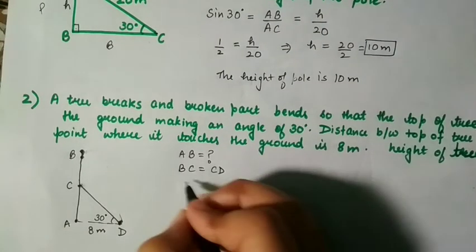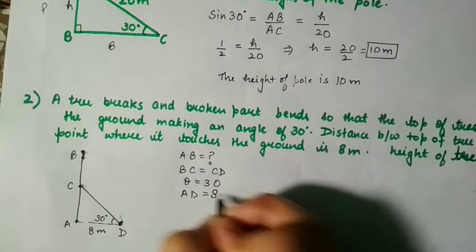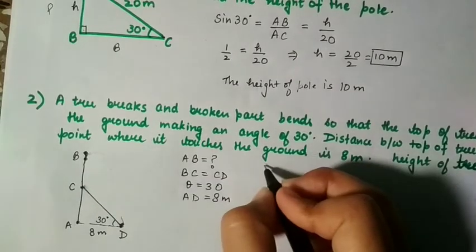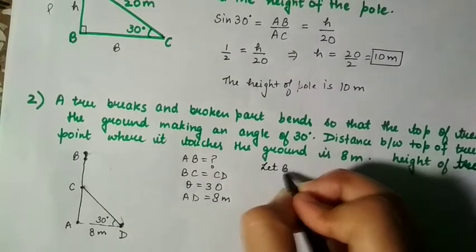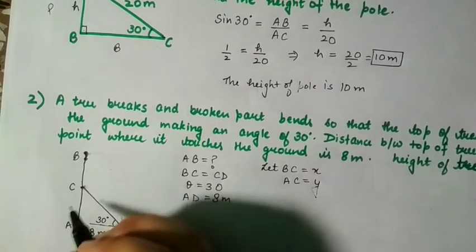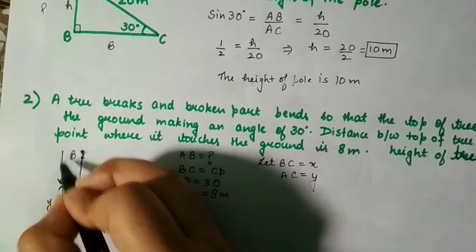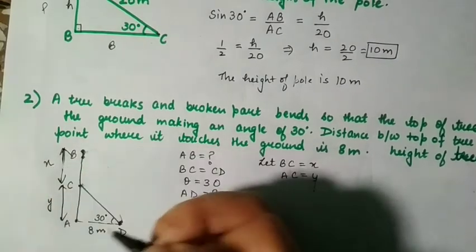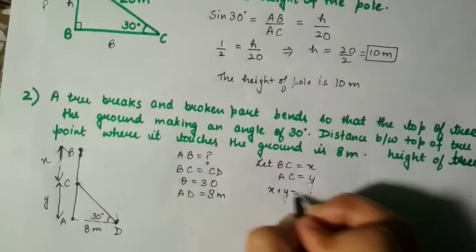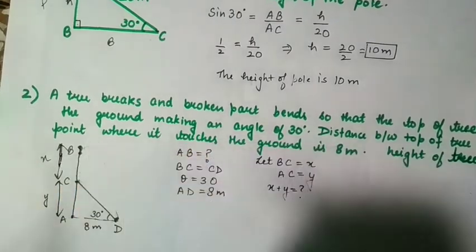Okay, and we are given theta is equal to 30 degree and AD is given to be 8 meter. Now we need to find the height of the tree. So what you will do, suppose let BC be X and AC be Y. We are supposing that this length is Y and this length is X. So what we need to find is AB. It means we need to find X plus Y. Now X plus Y is AB, right? So we need to find X plus Y. So how will you do this?